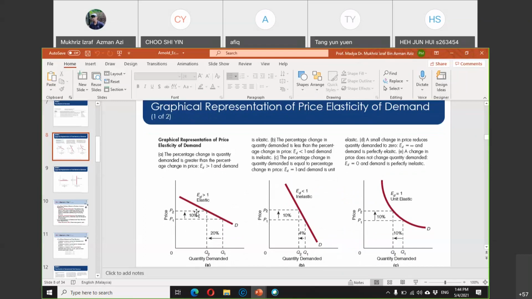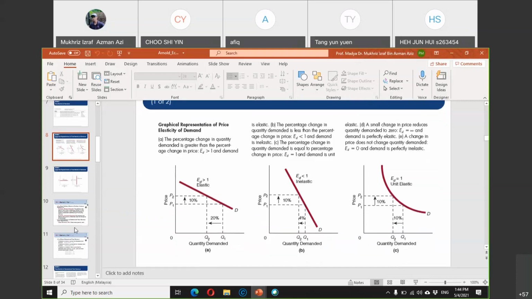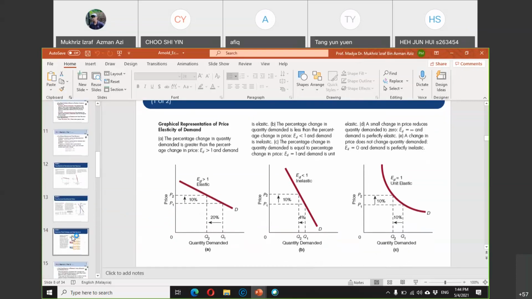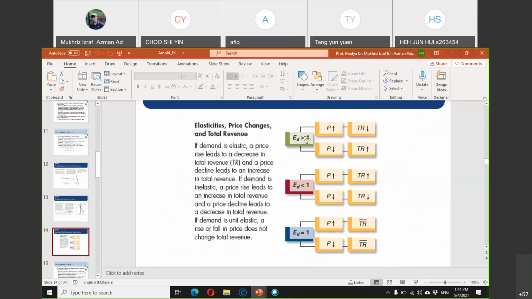So the effect on revenue is that revenue will increase when the demand is elastic. It's better for the seller to reduce the price because the increase in quantity demanded will be much bigger than the drop in price. So that's how you get this diagram here. When demand is elastic, more than one, when price decreases, revenue will increase. But when price increases, revenue will fall, because it's just the opposite.